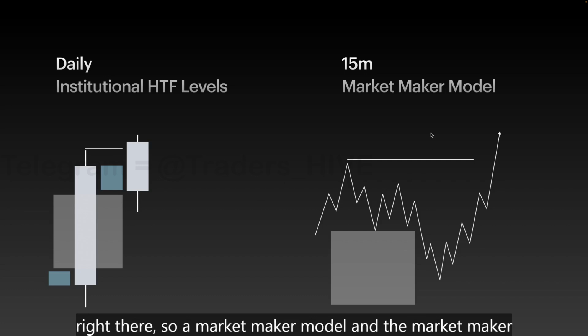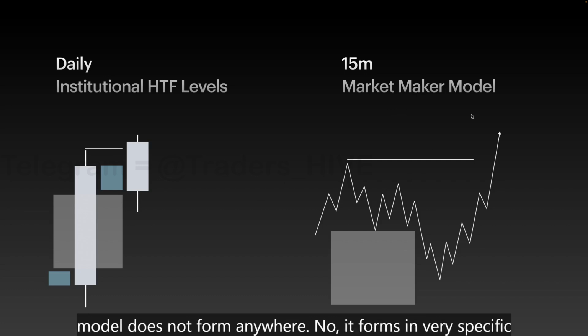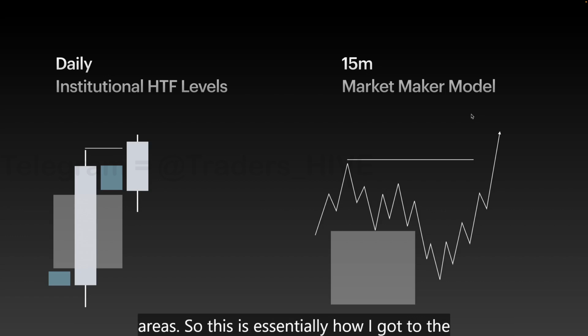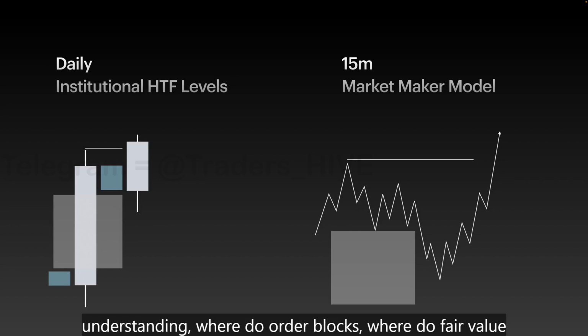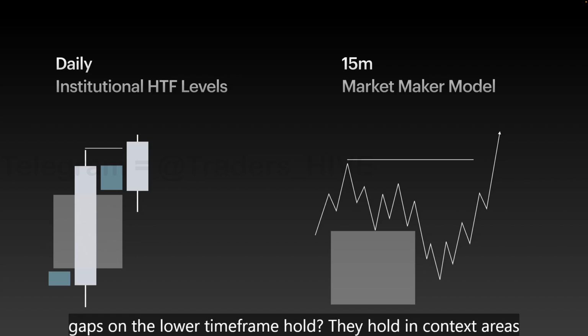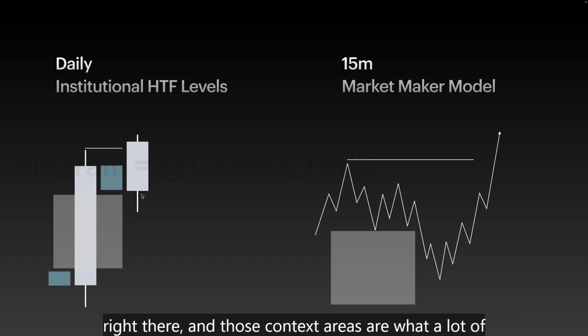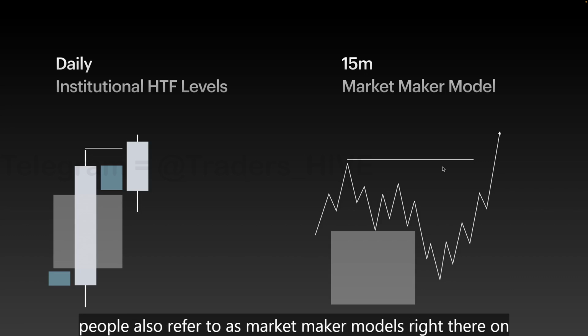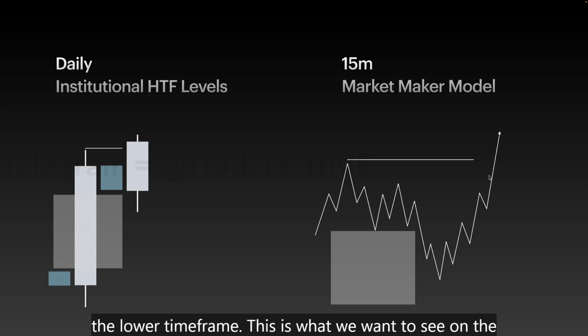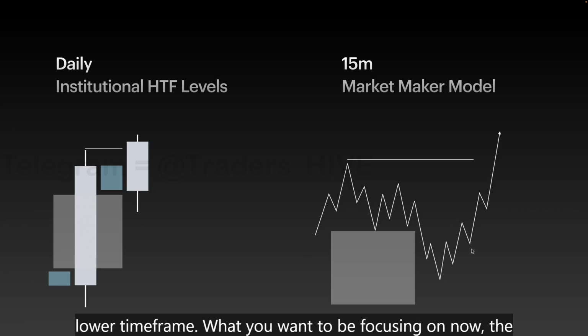So a market maker model. And the market maker model does not form anywhere. No, it forms in very specific areas. So this is essentially how I got to the understanding of where order blocks and fair value gaps on the lower time frame hold. They hold in context areas right there. And those context areas are what a lot of people also refer to as market maker models on the lower time frame. This is what you want to be focusing on.